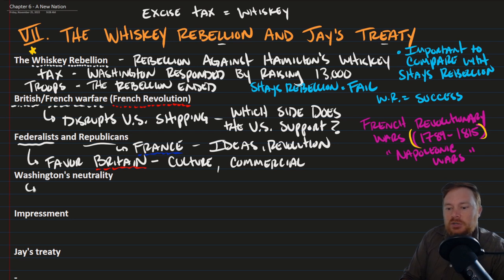Now, Washington wants to do his best to try and prevent the United States from favoring one side or the other. As a vulnerable country and as a new country, Washington finally decides that it's in the best interest for the United States to stay out of it. So Washington's neutrality declares the U.S.